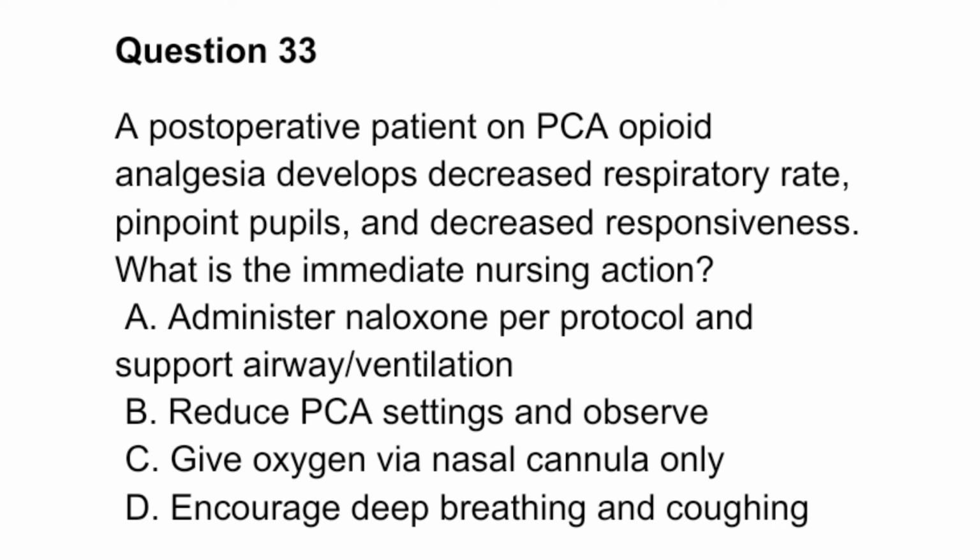Question 33. A postoperative patient on PCA opioid analgesia develops decreased respiratory rate, pinpoint pupils, and decreased responsiveness. What is the immediate nursing action? A. Administer naloxone per protocol and support airway/ventilation. B. Reduce PCA settings and observe. C. Give oxygen via nasal cannula only. D. Encourage deep breathing and coughing.